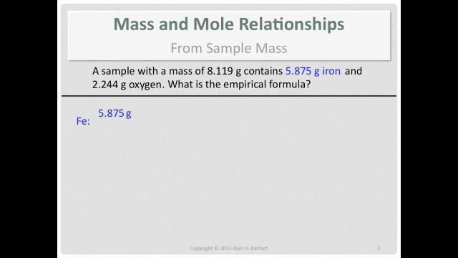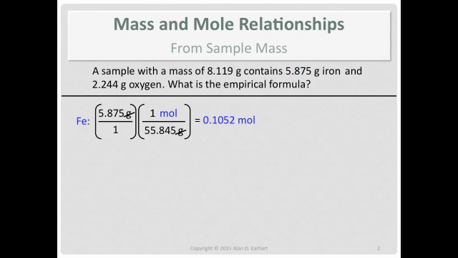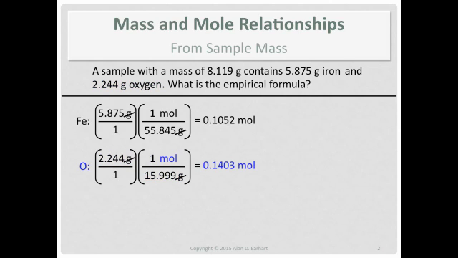So there's the mass of iron. We'll use the molar mass to figure out how many moles are actually in the sample. And that's for iron. We'll do the same thing for oxygen. Again, using the molar mass from the periodic table. And let's look and see what we have so far.